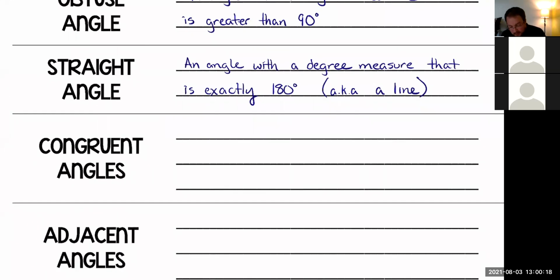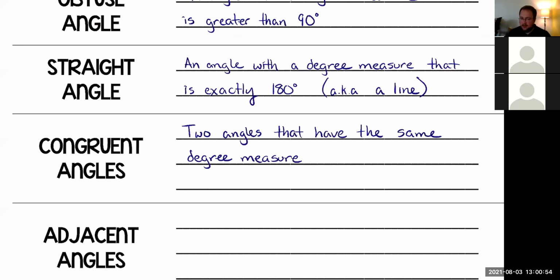Next on our list are congruent angles. So now instead of just looking at them singularly, how do they relate to one another? Congruent angles, similar to our congruent segments earlier or yesterday, are two angles that have the same degree measure. So two angles that have the same degree measure are considered congruent angles.